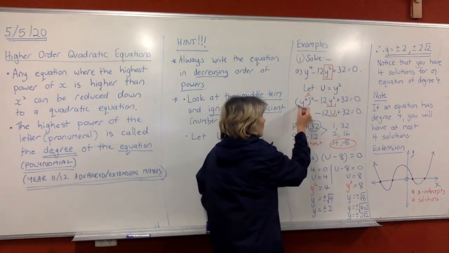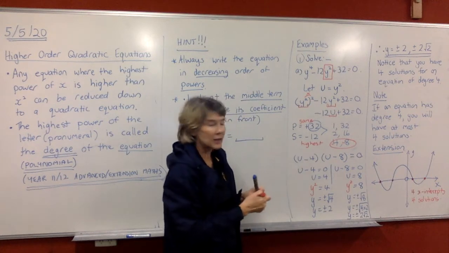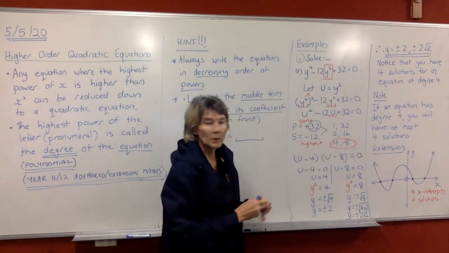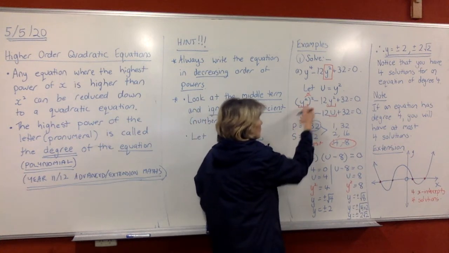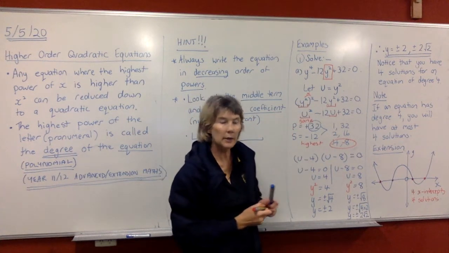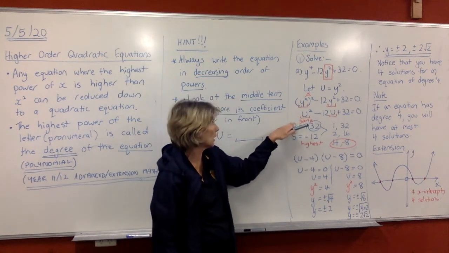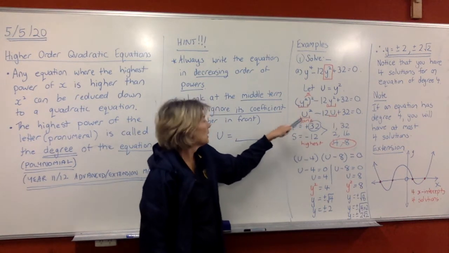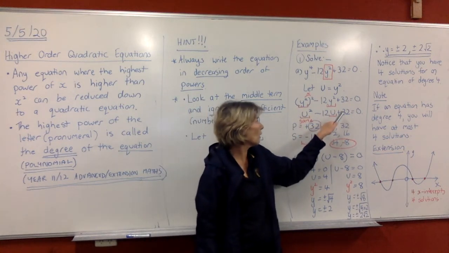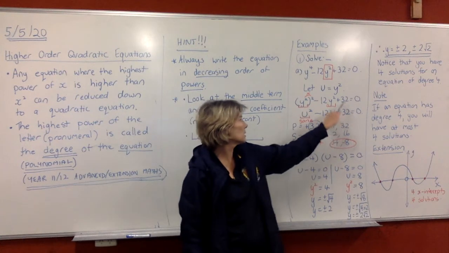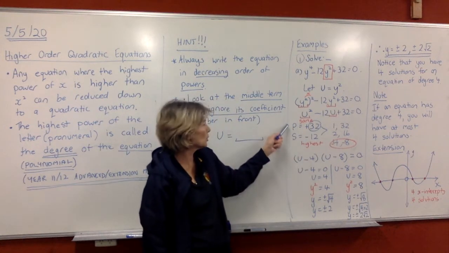Now, if you look at the y squared and put a u in that spot, you've got u squared. Okay, so now we're looking at a quadratic equation. I told you it would come down to a quadratic equation, but it's got a different letter. So we've got u squared minus 12u plus 32 equals 0. So we're going to factorise this left-hand side here. Just do what you normally do.